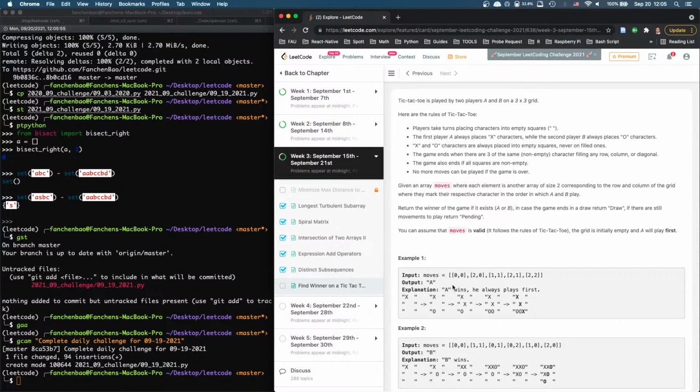So on one diagonal it's going to be 0, 0, 1, 1, and 2, 2, and the other diagonal 0, 2, 1, 1, and 2, 0, right? So these are the diagonals. So basically when something comes in, we check, right? Let's say 0, 0 comes in. We know 0, 0 belongs to row 0, column 0, and a diagonal.